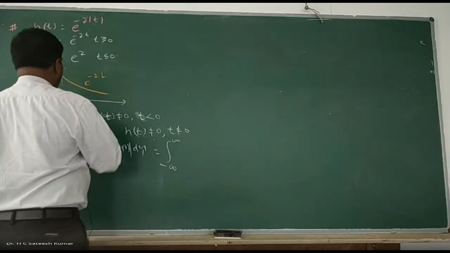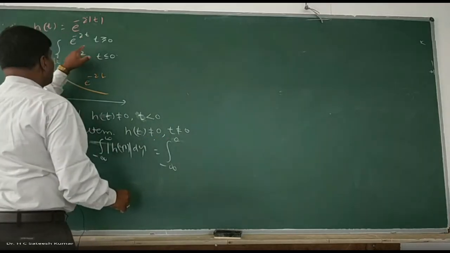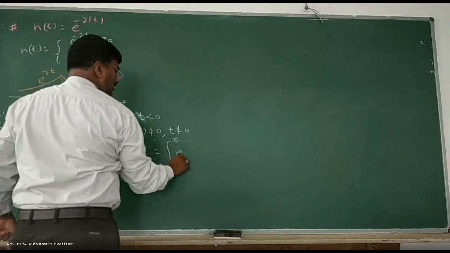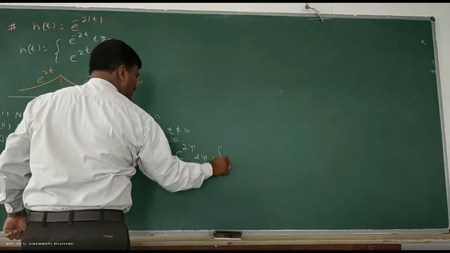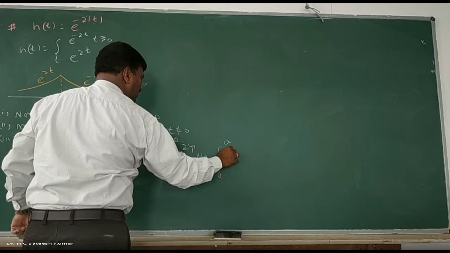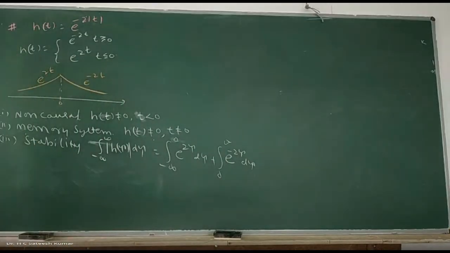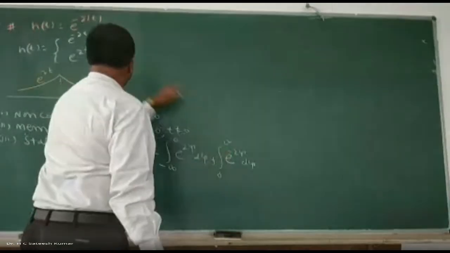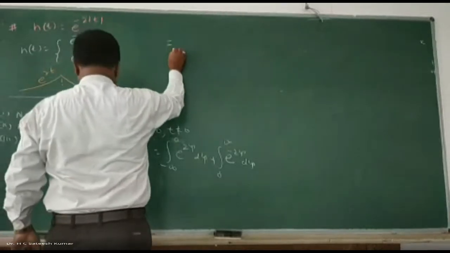So this we have to split it. Minus infinity to 0, what are we going to get? For tau less than 0, that is e to the power of 2 tau d tau, plus integration from 0 to infinity e to the power of minus 2 tau d tau. That is for tau greater than or equal to 0, e to the power of minus 2 tau. I have done it. For tau less than 0, so it is nothing but equal to what?